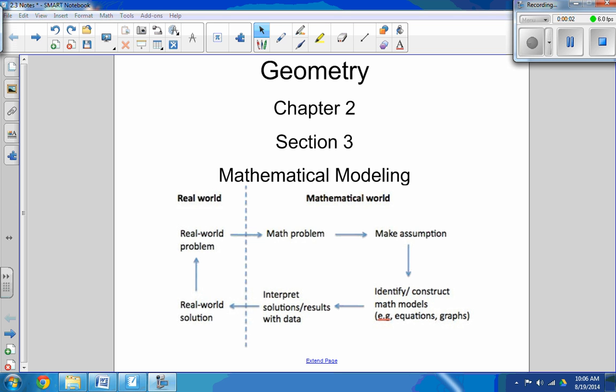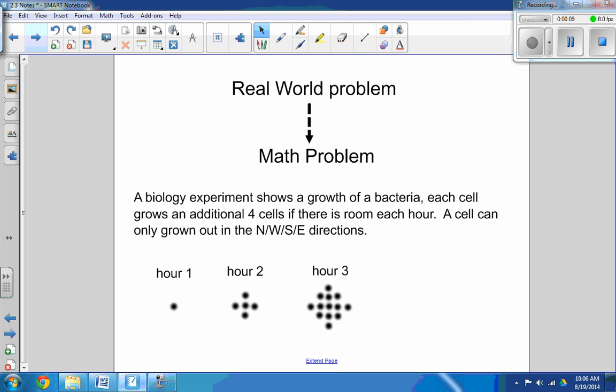Geometry, Chapter 2, Section 3, Mathematical Modeling. The idea of mathematical modeling is we take a real-world problem and we convert it into a math problem. So let's look at what we have here and let's see what I can convert this into a math problem.